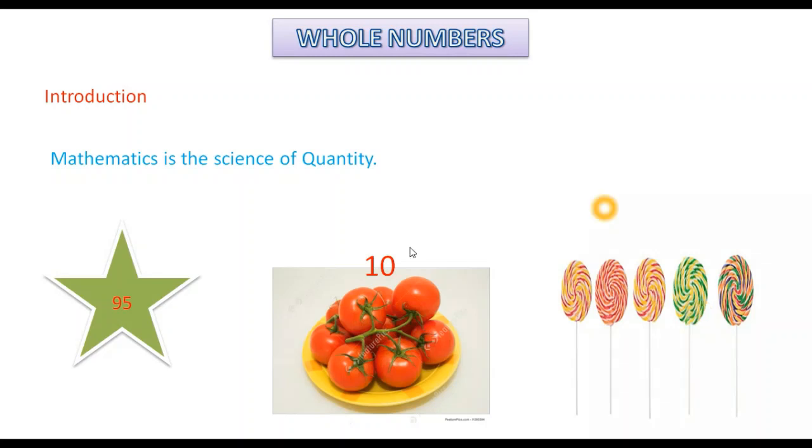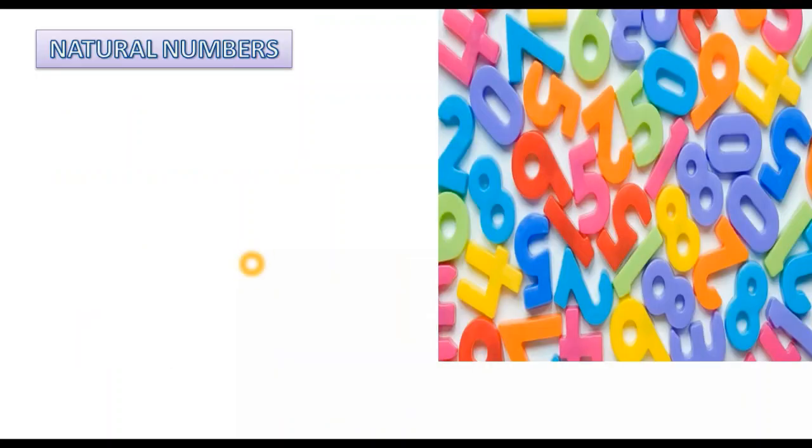Now there are many different types of numbers that exist in mathematics. So to start with, we'll first talk about the most common numbers. Yes, they are natural numbers. So what are natural numbers? Okay, forget about natural numbers.